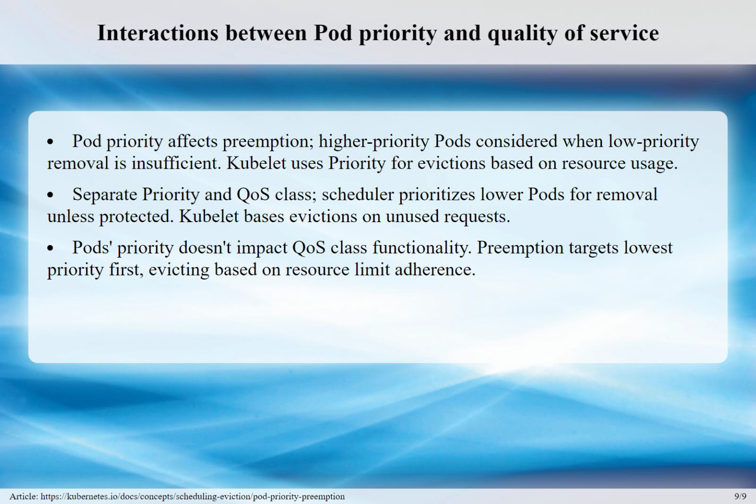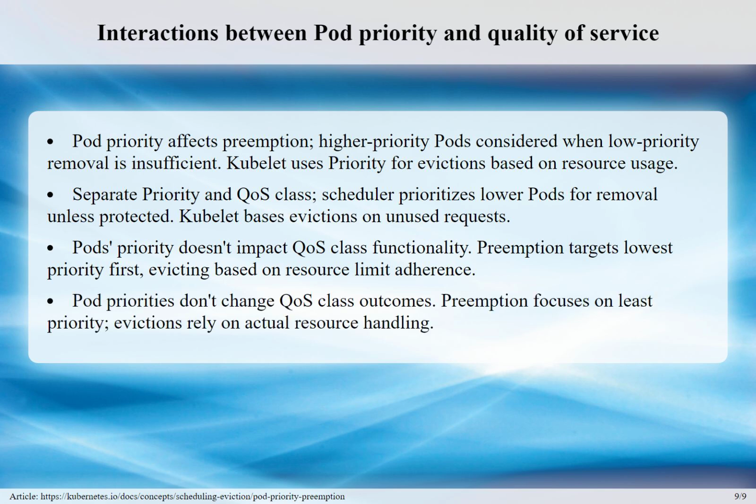Pod priority and QoS class operate independently, influencing different features. Scheduler removes the lowest priority pods unless blocked by a pod disruption budget. Kubelet considers priority during node pressure evictions, evaluating resource usage relative to requests. Pods within their resource limits stay, while higher priority pods exceeding them are prone to eviction. QoS classes form a predictive framework for potential eviction order but don't act as a barrier during preemption.